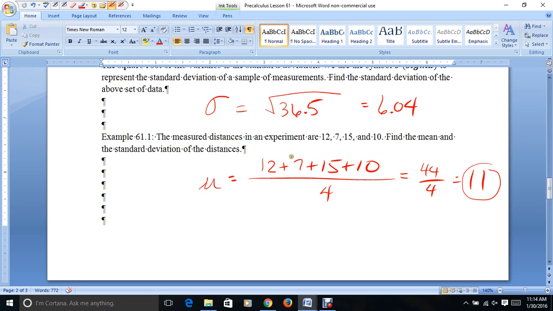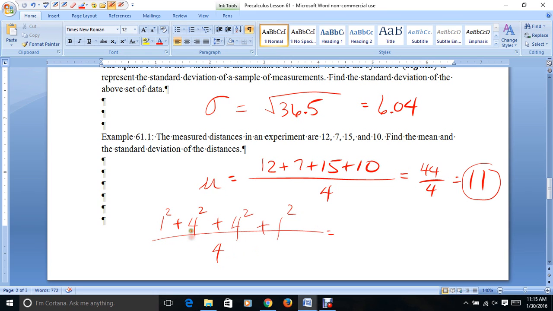So the mean is 11, so 12 is 1 away from that, so that's 1 squared. And then 7 is 4 away from 11, so that's 4 squared. And 15 is 4 away from 11, so that's 4 squared again. And then 10 is 1 away, so that's 1 squared. And we take the average of those.